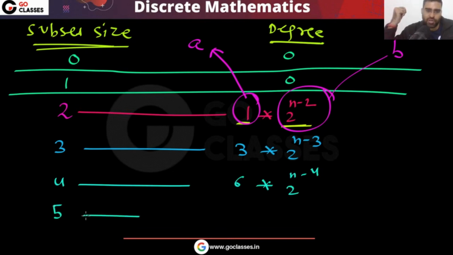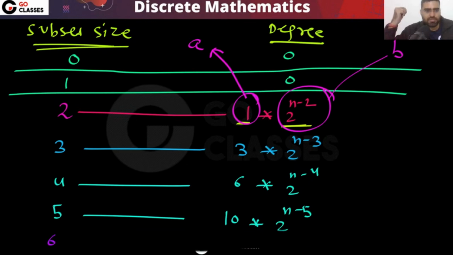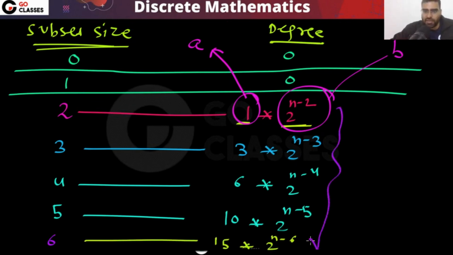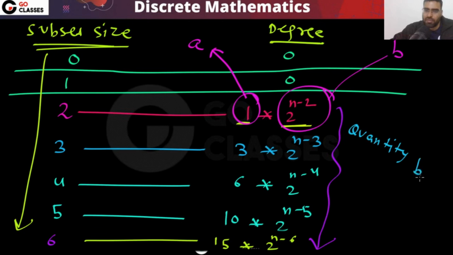If you have 5, then what will happen? Then you have 5c2, that is 10. Quantity n minus 5. Now see what is going to happen. If you have 6, then what will happen? 15 into n minus 6. Can you say that quantity B is dividing by 2? Can you say when you go like this, quantity B is being half? Yes or no?